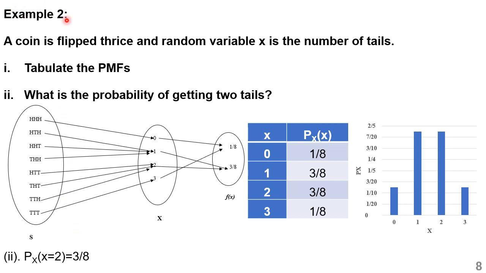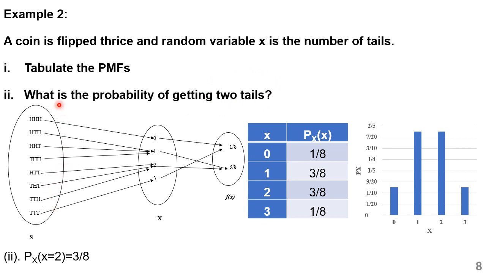We take the second example. In this example, a coin is flipped 3 times and the random variable x is the number of tails. We need to tabulate the outcomes, and find the probability of getting 2 tails.